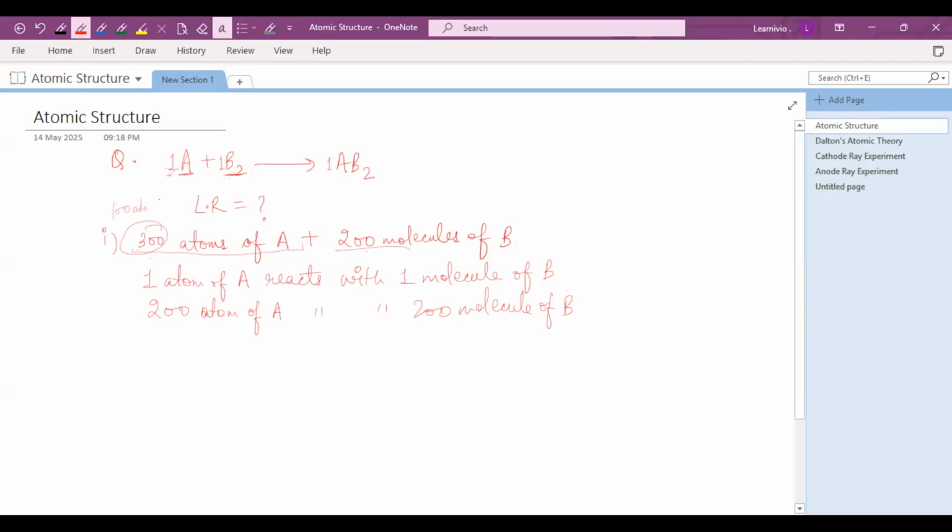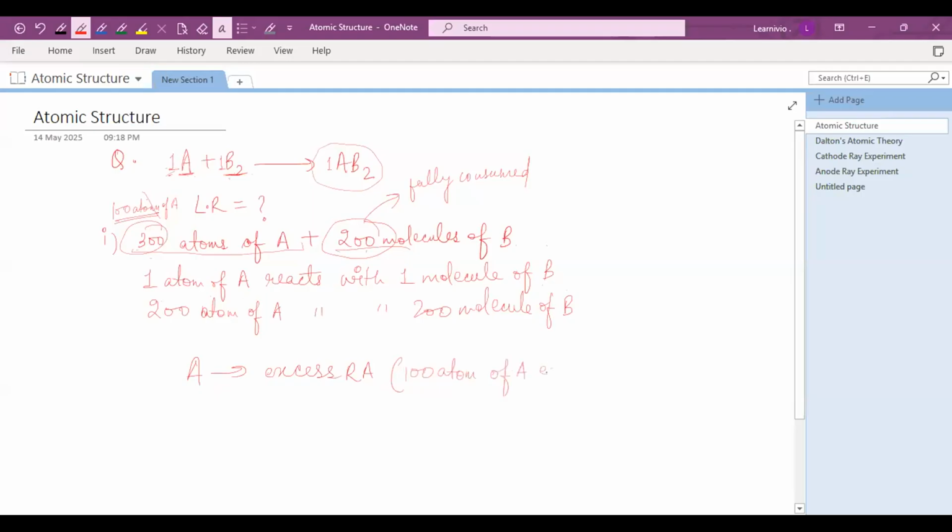100 atoms of A are in excess. 100 atoms of A is in excess amount, but B is consumed fully, right? So what is the definition of limiting reagent? The limiting reagent is fully consumed in a reaction, and it causes the reaction to stop. So due to this, the 200 molecules of B combine fully with 200 atoms of A, and the reaction completes and your product AB2 will be formed, right? And this A is an excess reagent, right? 100 atoms of A are extra, in excess.